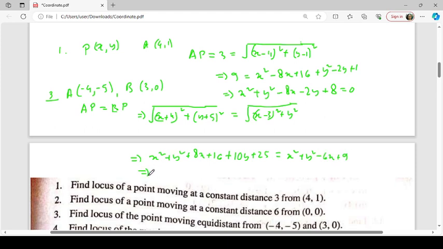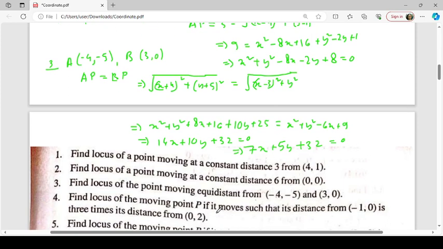And after simplification, x square, y square go, where we are having 14x plus 10y, then plus 7, plus 25 is 32, plus 32 equal to 0. This implies 7x plus 5y plus 32 equal to 0. So this is the equation of a straight line, a first degree equation in x and y.